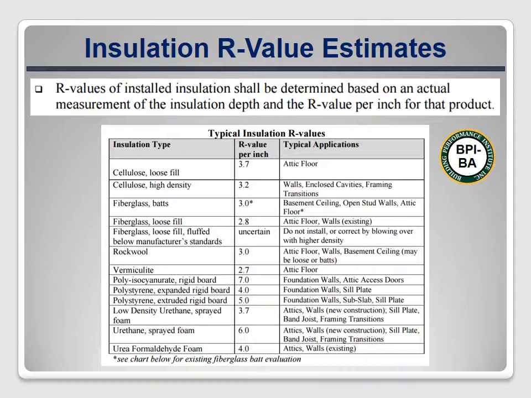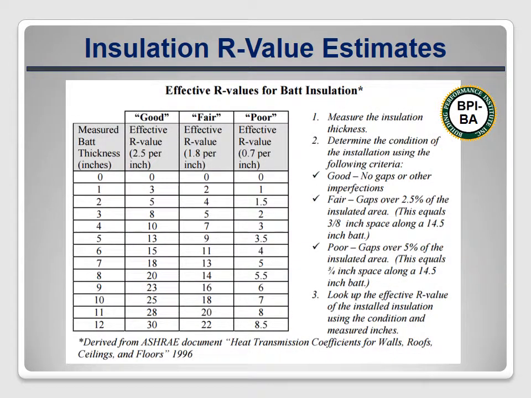You may have noticed an asterisk on the chart related to fiberglass bat evaluation. It directs you to an additional chart for this common insulation material. A table on the next page of the BA standard provides clear directions for determining the effective R values for bat insulation. These values are significantly lower than the theoretical R value listed on the prior table, since it accounts for the inevitable gaps, compression, and other imperfections that are typical of bat installations.